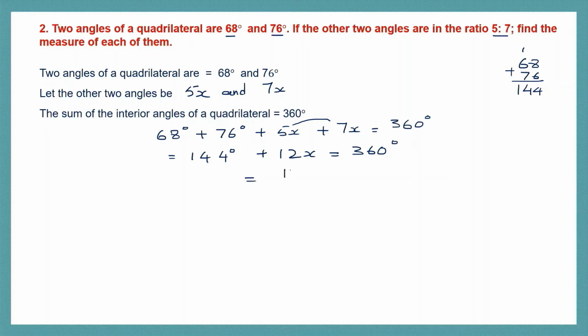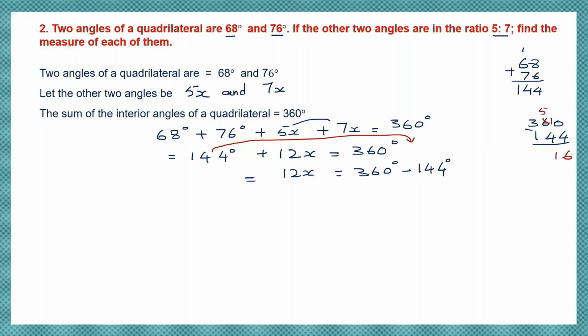So to find x, we have 12x equals 360 degrees first. Now we're going to transpose 144 to the right hand side. Because it is plus, it becomes minus 144. So let's subtract 360 minus 144 degrees. Here, let's borrow again. So 10 minus 4 is 6, 5 minus 4 is 1, and 3 minus 1 is 2. So we have found 12x to be 216.